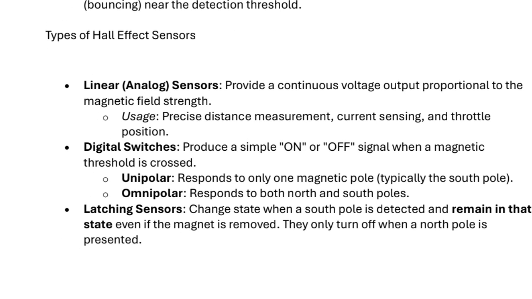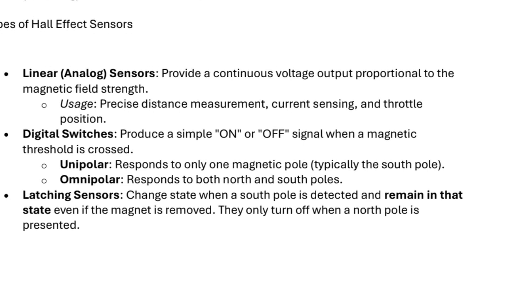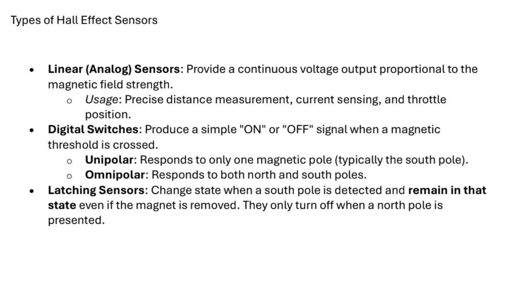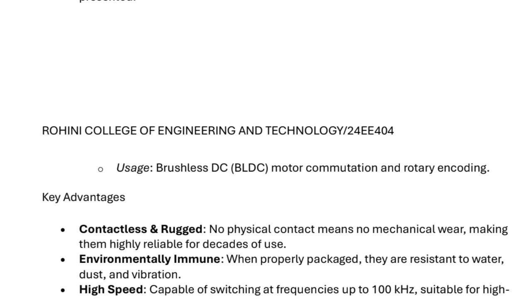And what are the types of Hall effect sensors? They are linear sensors, digital switches, and latching switches. Those that provide a continuous voltage output proportional to the magnetic field strength are called linear sensors. Those that produce an on and off signal when a magnetic threshold is crossed are called digital switches. Those that change state when a south pole is detected and remain in that state even if the magnet is removed, turning off only when a north pole is present, are called latching sensors.